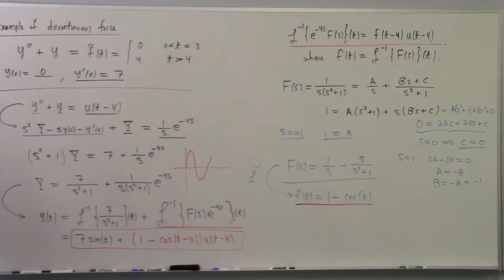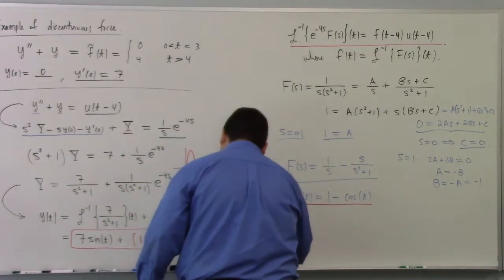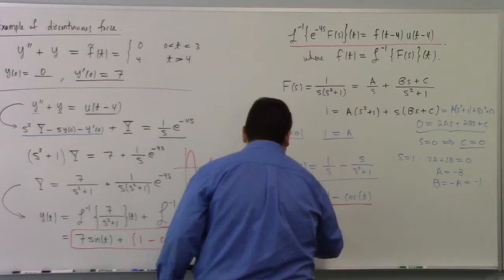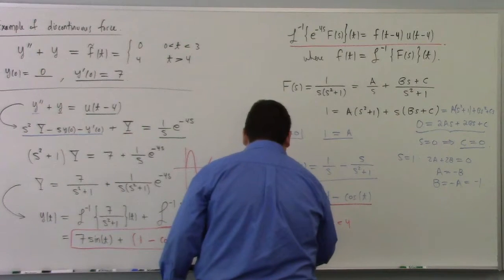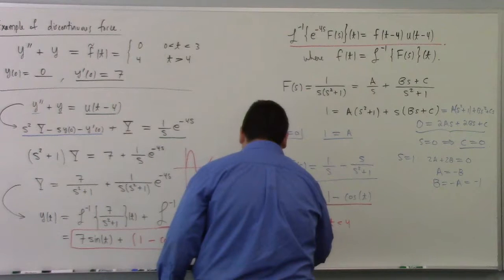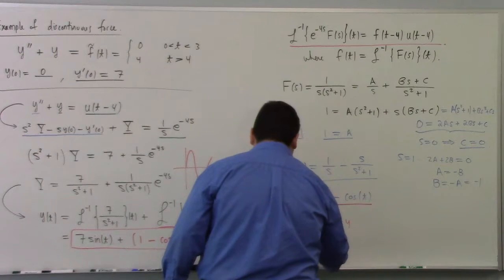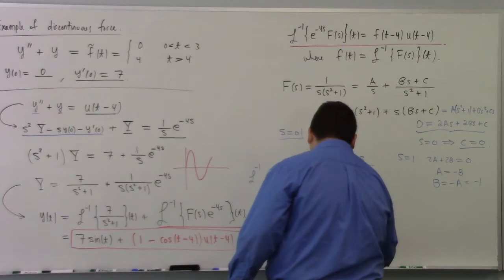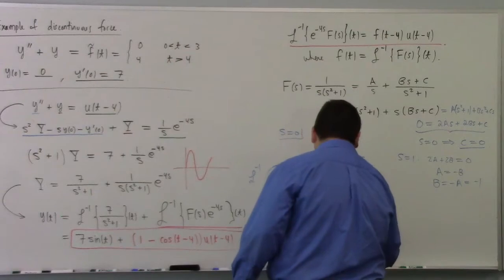I don't have a good sense of graphically what this thing looks like. I mean, you could work that out. So you've got 7 sine t, right? For 0 less than t less than 4. And then you've got 7 sine t minus the cosine of t minus 4, right, plus 1 for t greater than 4, right?